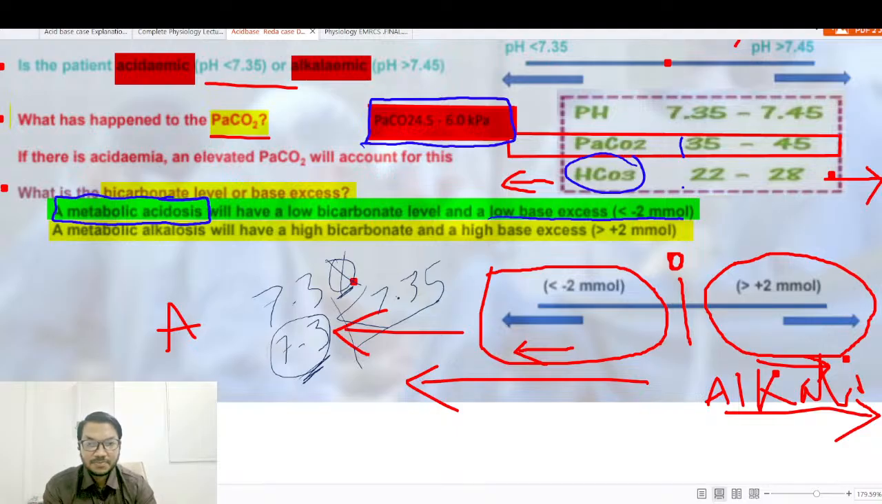And in metabolic alkalosis, the base excess will be more than +2 millimole. These are very basic.